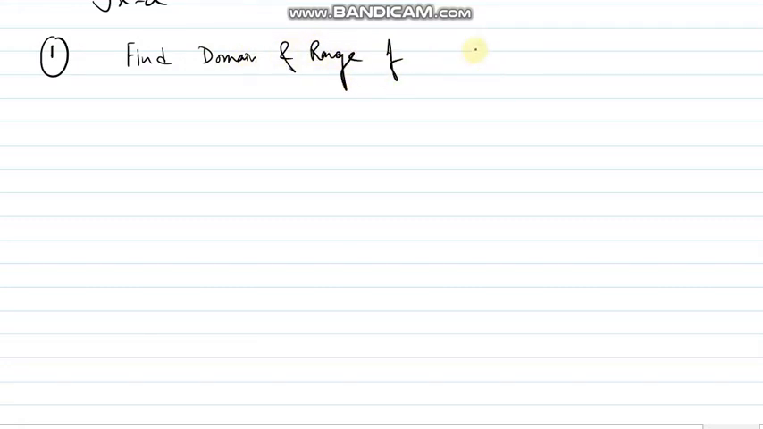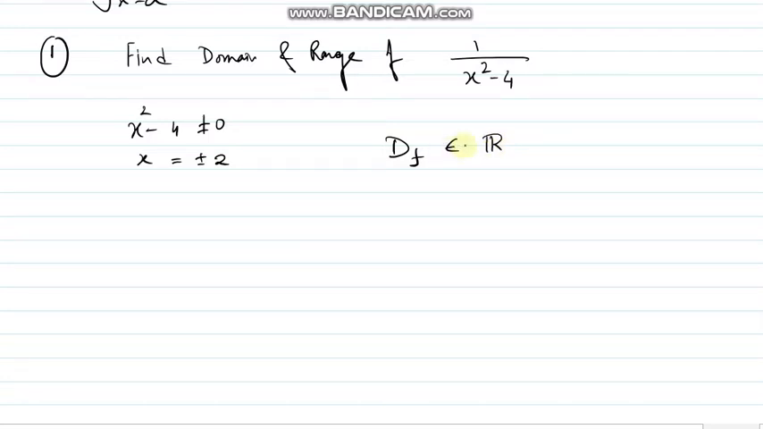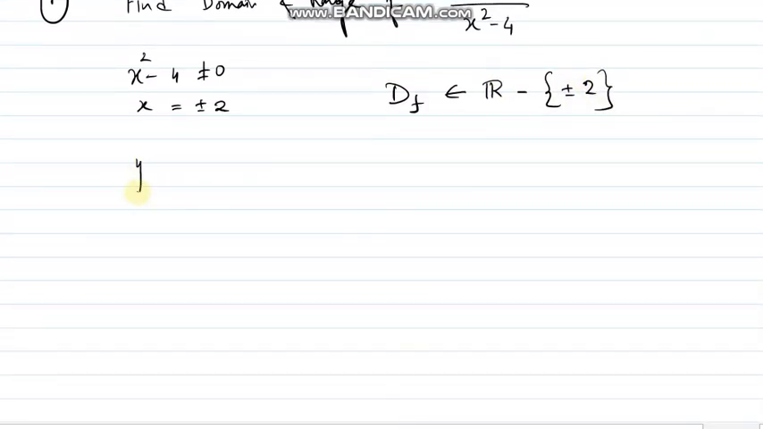So considering these three cases, the first sum we are going to do is to find the domain and range of 1 divided by x square minus 4. For the domain, x square minus 4 is not equal to 0, so x is not equal to plus minus 2. So the domain of this function will be any real number except plus minus 2. Now to find the range, we take y equals 1 divided by x square minus 4.